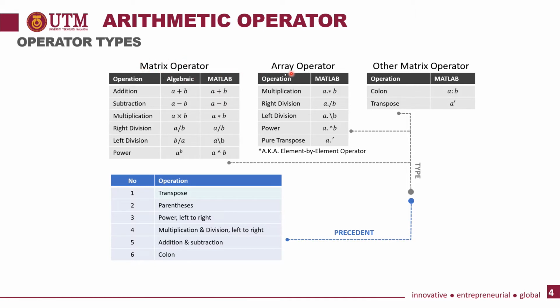What about array operators? The array operator syntax is similar to the matrix operator, except that for operators other than plus and minus you need to use a dot. For example, multiplication is a dot star b, division a dot slash b, reverse division a dot backslash b, power a dot caret b, and a dot transpose. This is the other matrix operator, which is a colon b and a transpose. So for array operators, you just put an extra dot here, compared to the matrix operator.